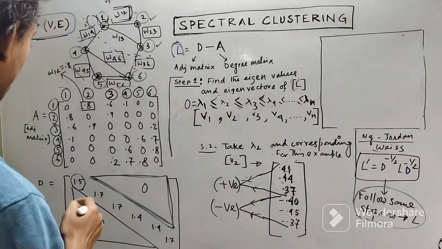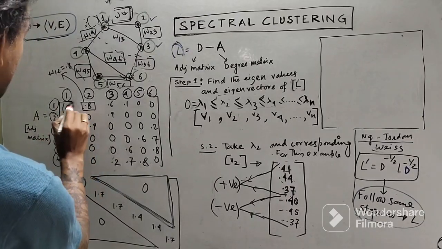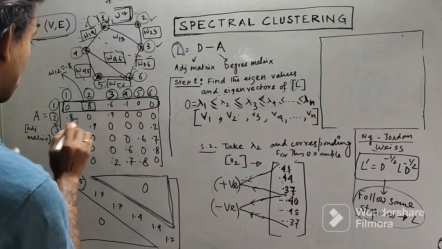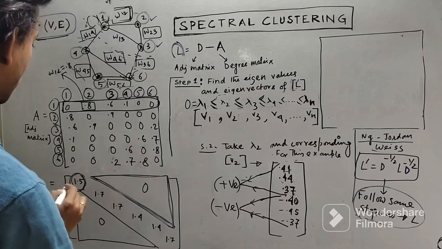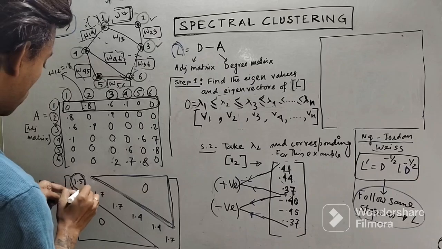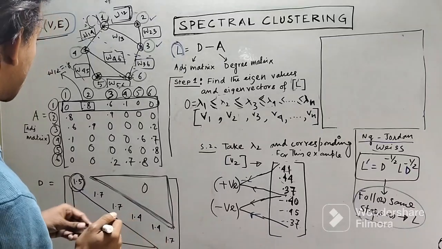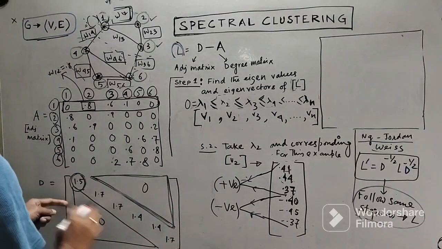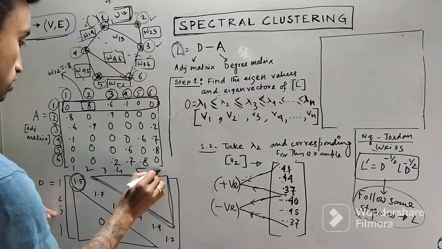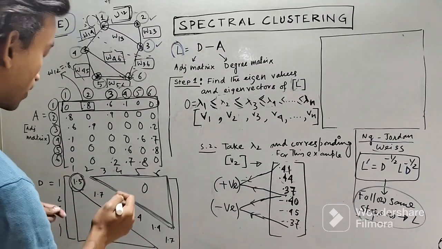So what is a degree matrix? The degree matrix is the sum over all these values, taken row by row. This is a diagonal matrix, with entries D11, D22, D33, D44, D55, D66, and only the diagonals are populated.